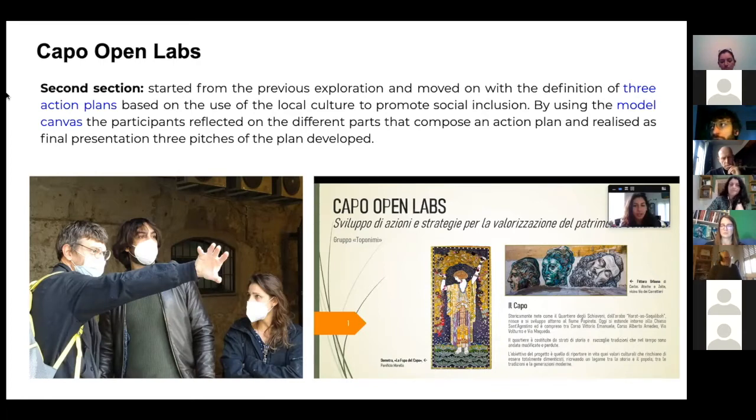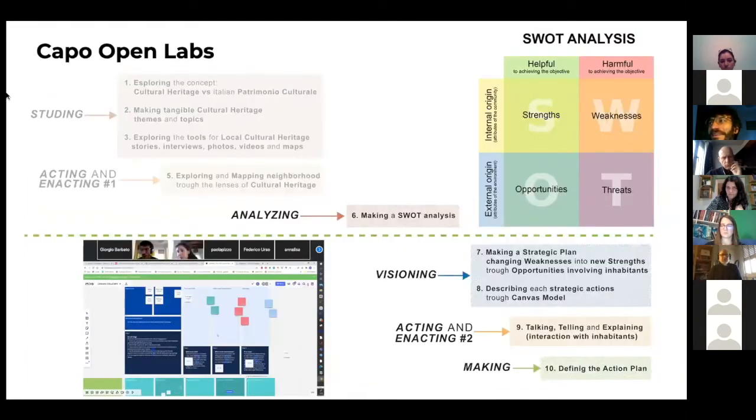To do this, we used the tools. Giorgio, you can go on. Thank you. SWOT analysis and model canvas. There are two tools used mainly in business environment. The first one has been part of urban planning, but the second one is the result of my teaching and action research experience as part of my work within the Department of Architecture.